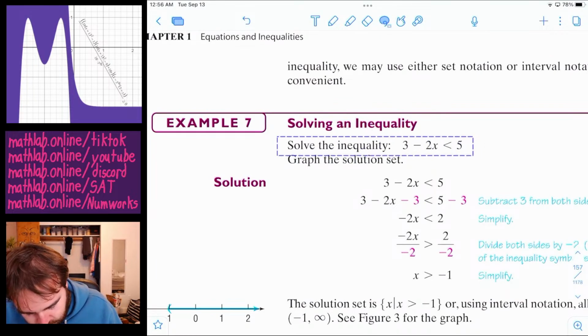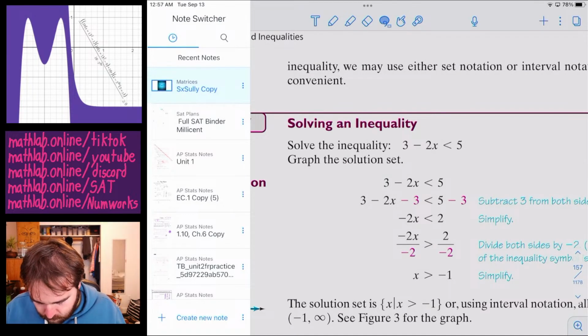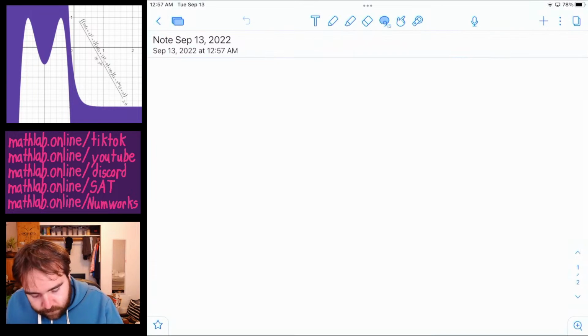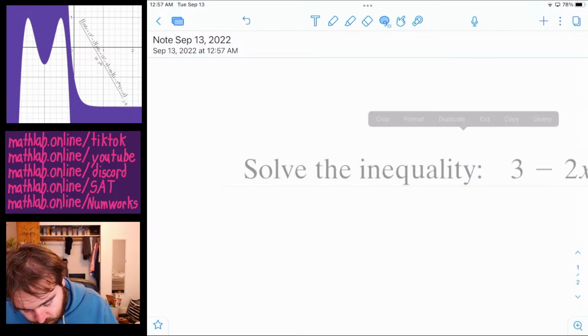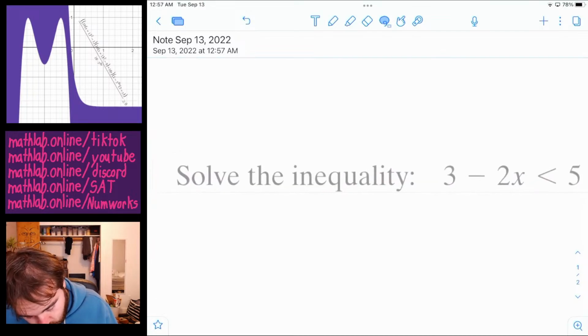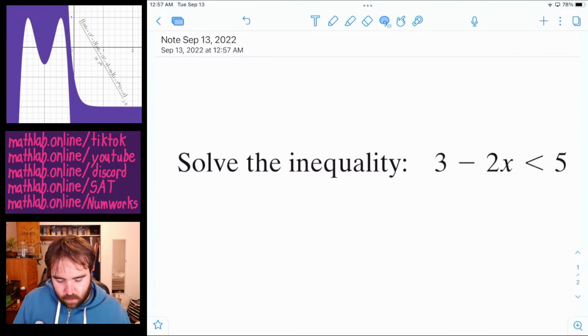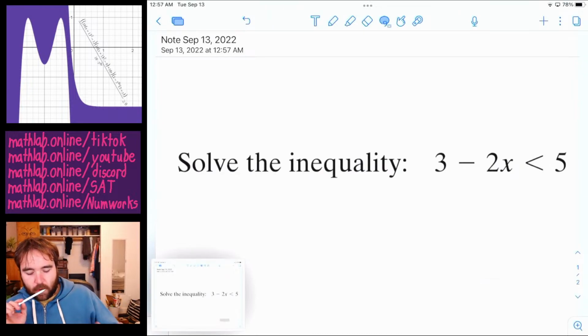So here's the goal: 6 algebra 2 problems. I'm gonna be in real good shape if I can get through 6 algebra 2 problems. So new note. All right, screenshot. All right, let's do it.